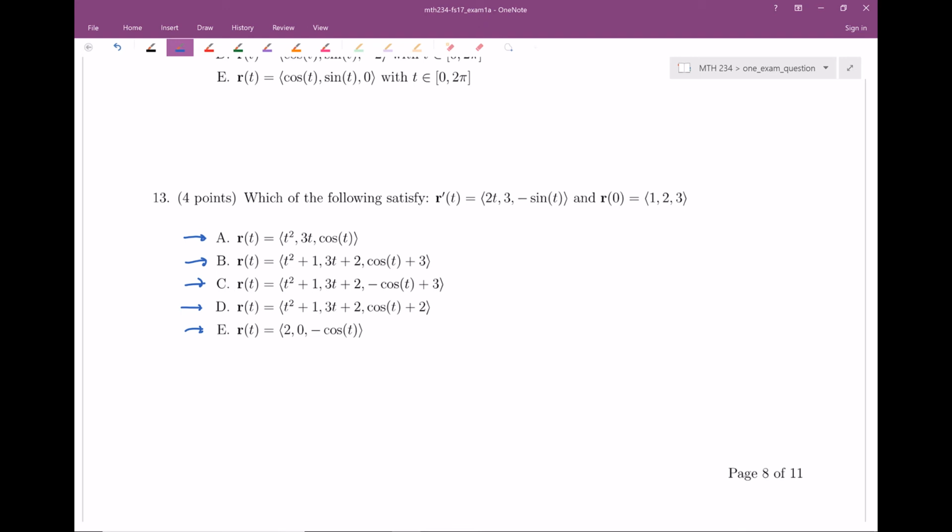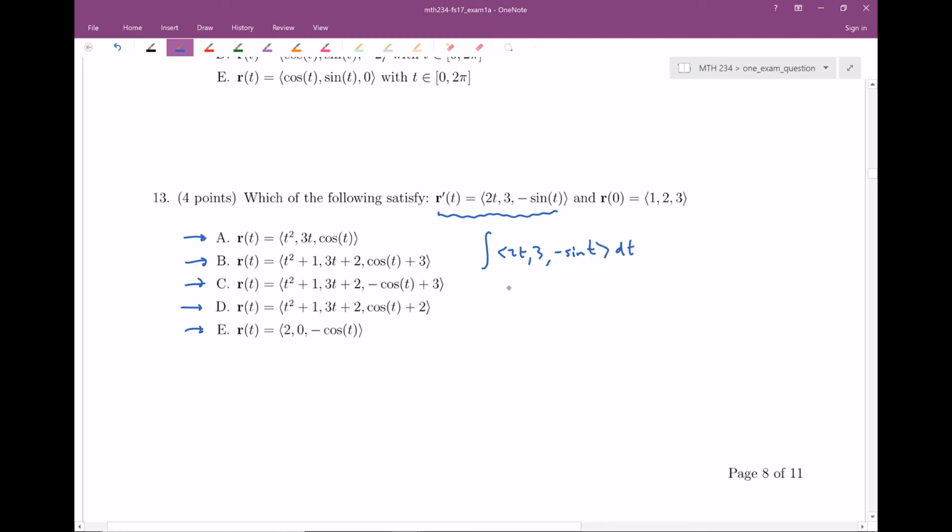So I'm going to go ahead and do that case, the more general case, not assuming that this is a multiple choice question. And so I'm going to start with the derivative being 2t, 3, negative sine t, and I want to figure out r of t. So I'm going to integrate this vector, 2t, 3, and negative sine t.